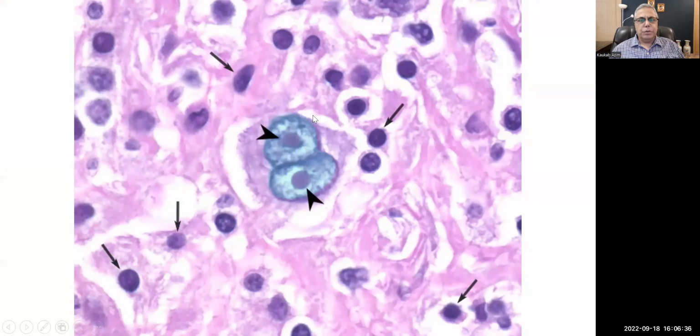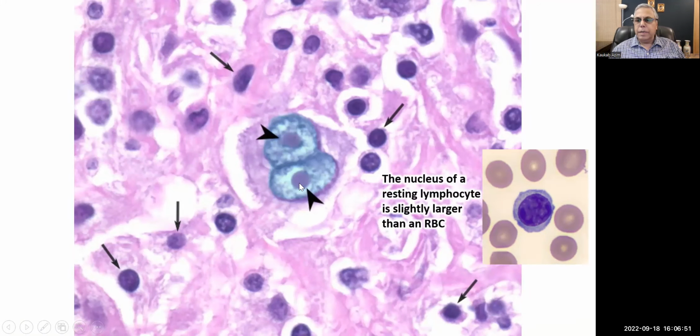And this slide shows you a typical Reed-Sternberg cell, which is a large cell. If you compare it to other lymphocytes present over here, it is a big cell with multiple nuclei. Okay, and the nucleus of a resting lymphocyte is slightly larger than an RBC.